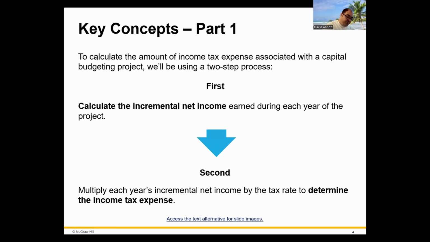Okay, so key concept. To calculate the amount of income tax expense associated with a capital budgeting project, we'll be using a two-step process. The first step is to calculate the incremental net income that is earned during each year of the project. The second step is to multiply each year's incremental net income by the tax rate in order to determine the income tax expense.